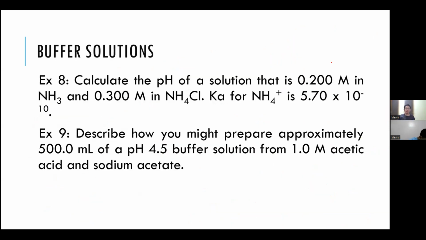So with that, ikaw ngayon yung magsasolve nito. Same problems naman ito. Sa number 8, medyo kakaiba yan dahil ammonia yung binigay. Calculate the pH of a solution that is 0.2 molar in ammonia and 0.3 molar in ammonium chloride. The Ka for ammonium ion is 5.7 times 10 to the negative 10. Then sa number 9, describe how you might prepare approximately 500 ml of a buffer solution with target pH of 4.5 from 1.0 molar acetic acid and sodium acetate.